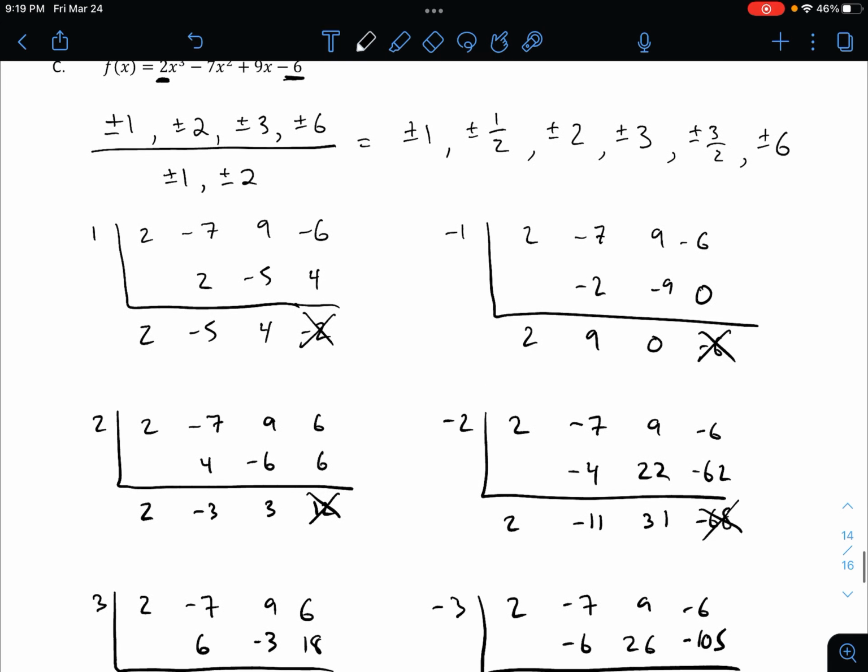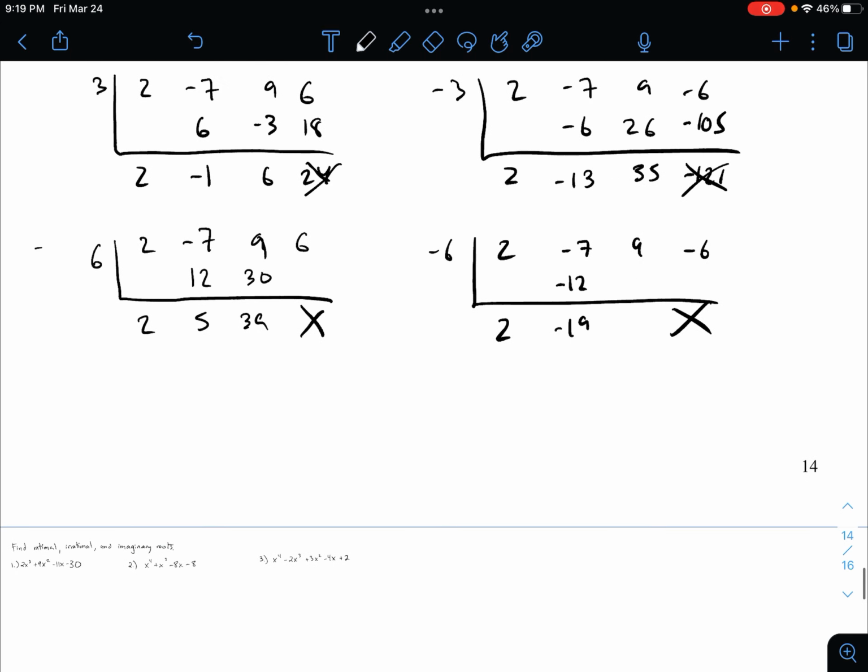So it might have to be a 1/2 or 3/2. Let's go ahead and try out the 1/2. All right, so if I try out 1/2, 2, -7, 9, and -6. So we're going to bring down the 2. 2 times 1/2 is 1. Add these together, we get -6. Half of -6 is -3. Add these together and we get 6. Half of 6 is 3. 9 doesn't work. Let's try -1/2.